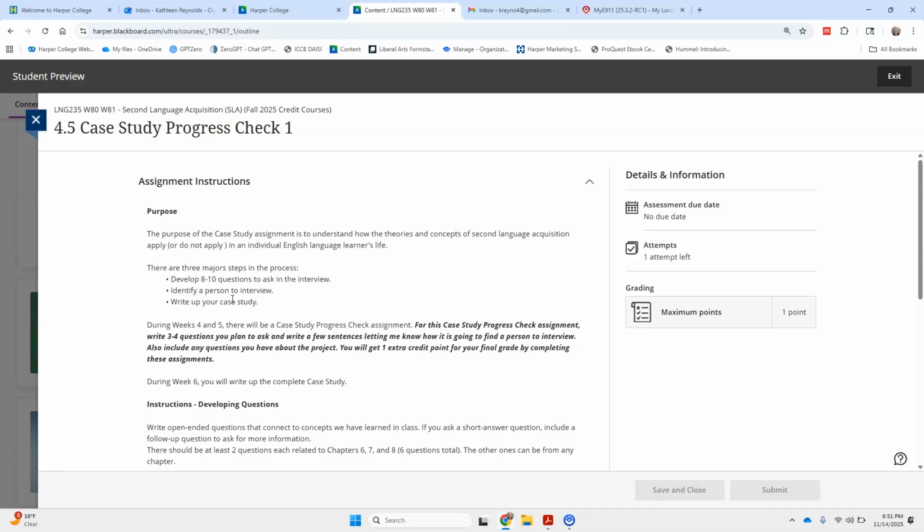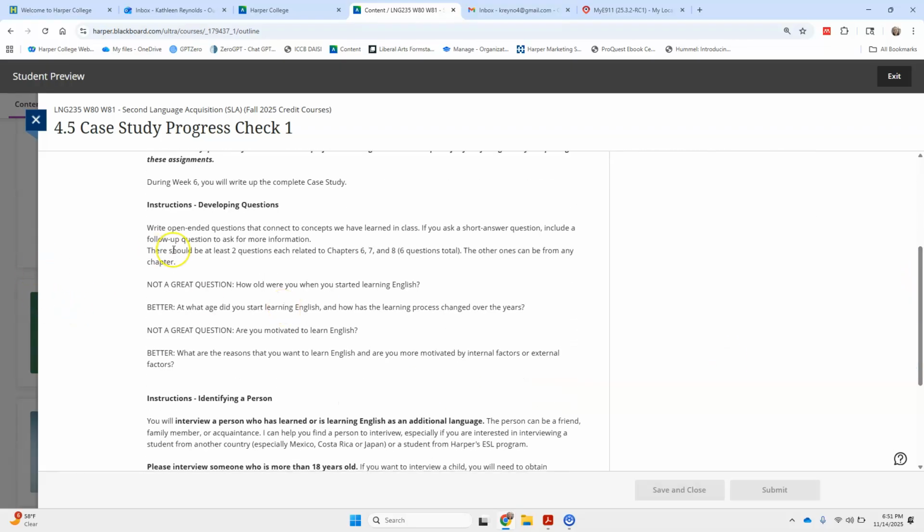So there's 3 steps. You're going to develop 8 to 10 questions to ask in the interview, identify a person to study, and write up your case study. So when you're developing questions, you want to make sure to write open-ended questions that connect to concepts we have learned in class. And if you ask a short answer question, include a follow-up question. So try to include at least 2 questions each related to chapters 6, 7, and 8.